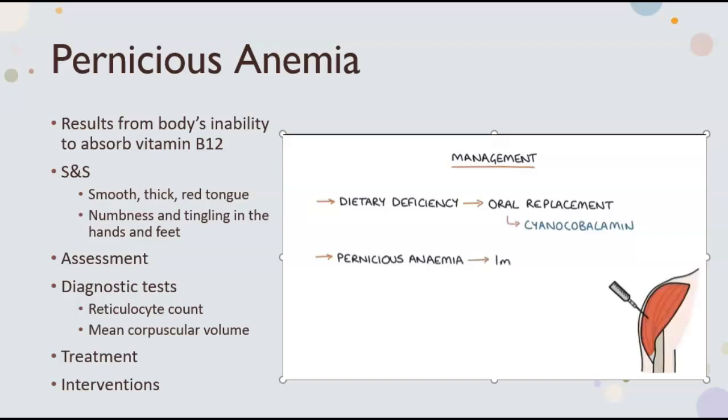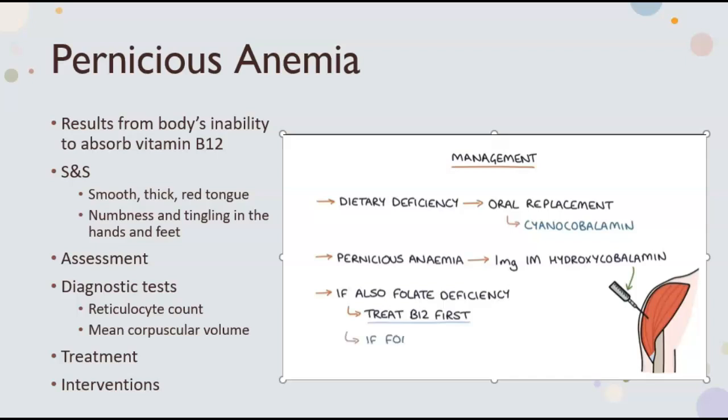They can be treated with 1 milligram of intramuscular hydroxycobalamin 3 times weekly for 2 weeks, then every 3 months. And more intense regimes are used where there's neurological symptoms, for example, 1 milligram every other day until the symptoms improve. If there's also folate deficiency, it's important to treat the B12 deficiency first before you correct the folate deficiency. Treating patients with folic acid when they have a B12 deficiency can lead to subacute combined degeneration of the cord and quite significant neurological problems.